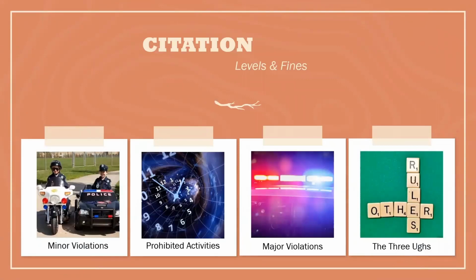Right, so the first things that we want to talk about are the citations and the levels and fines. Part MLS has three categories of citations. I did add a fourth category called the three UGs. You will not be able to find those, at least not grouped together in the Part MLS rules. They're kind of scattered throughout because they are more national rules or vendor-related rules that we have to enforce. So Part MLS does have minor violations, prohibited activities, major violations, and of course the three UGs that you will not be able to find. But let's talk about what the citation process is first.